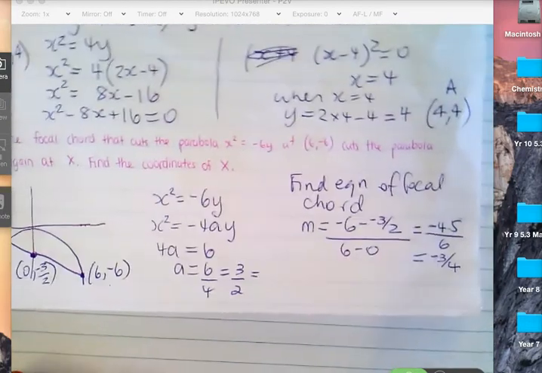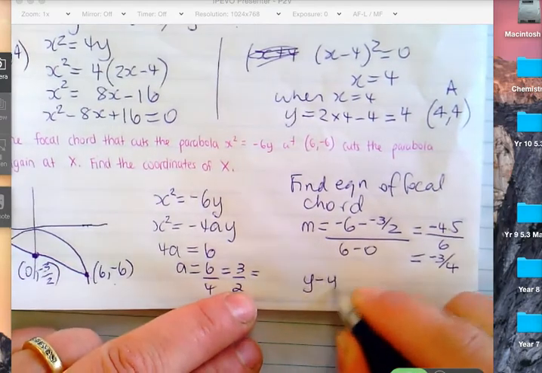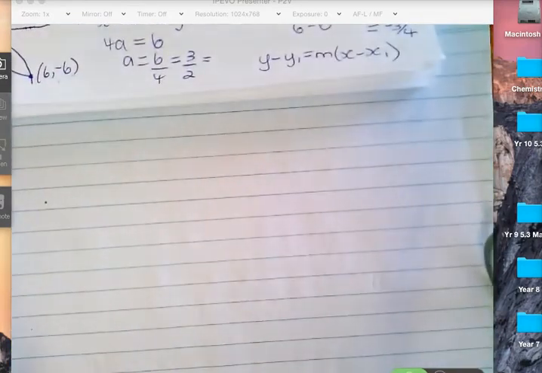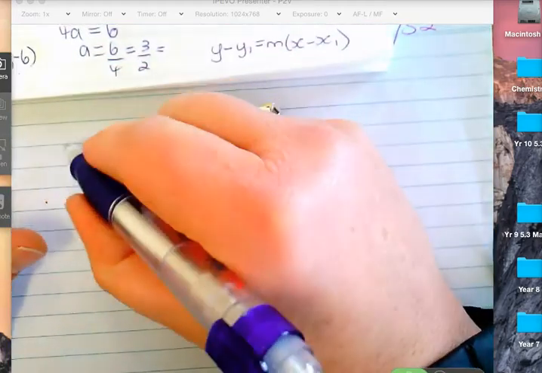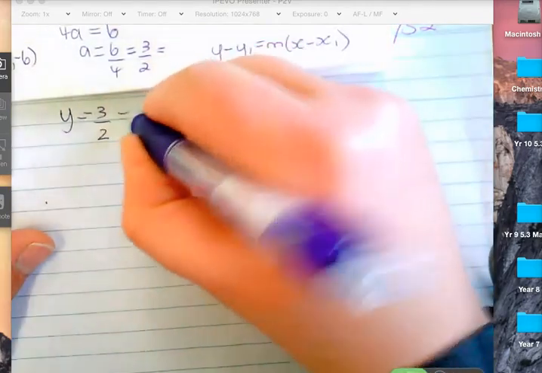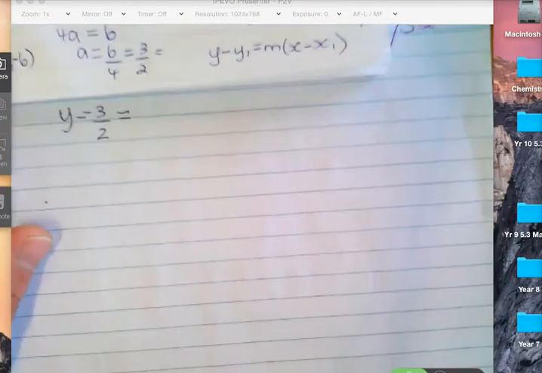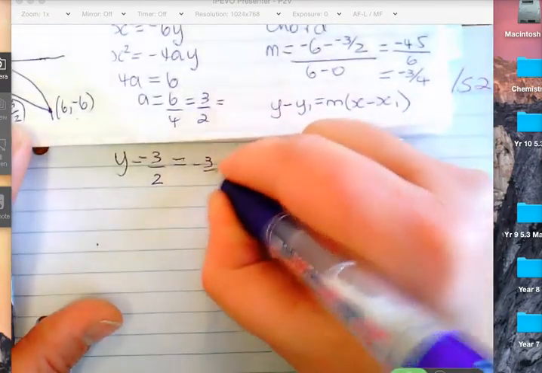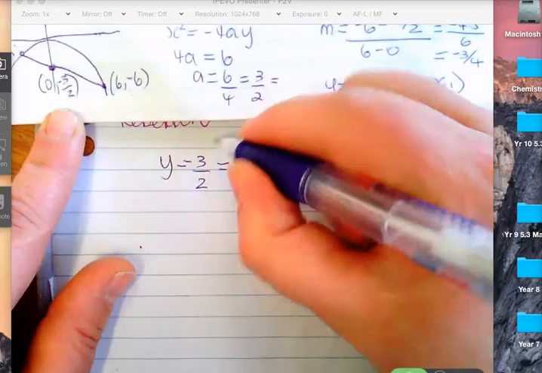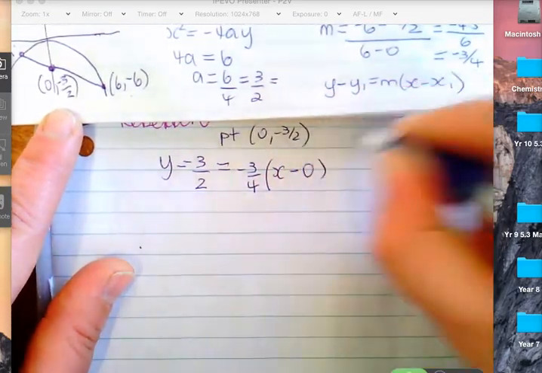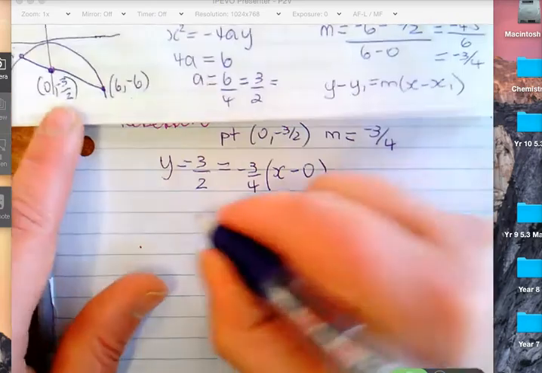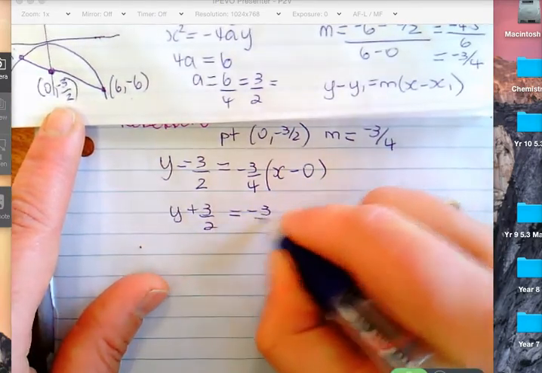Yep. So, wait, we're not finished. So therefore, the equation is y minus y1 equals m(x minus x1). So the equation is, using the point, let's use the point (0, negative 3 on 2). y minus negative 3 on 2 equals negative 3/4 (x minus 0), because we're using the point (0, negative 3 on 2) as our point. So we're using our point is (0, negative 3 on 2), and the gradient is negative 3/4. That's the point and the gradient of that line. So we get y plus 3 on 2 equals negative 3/4 x.